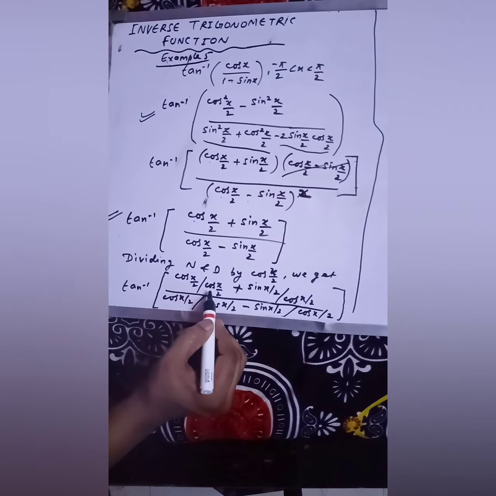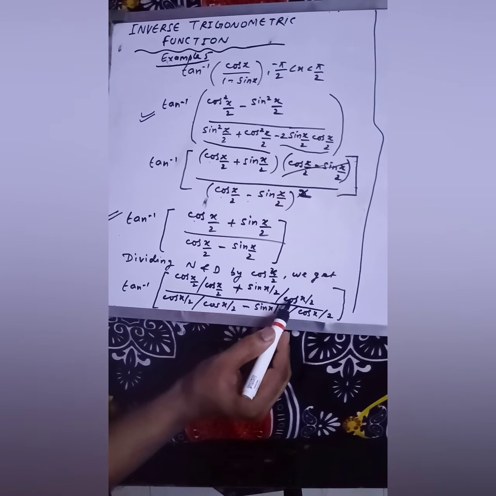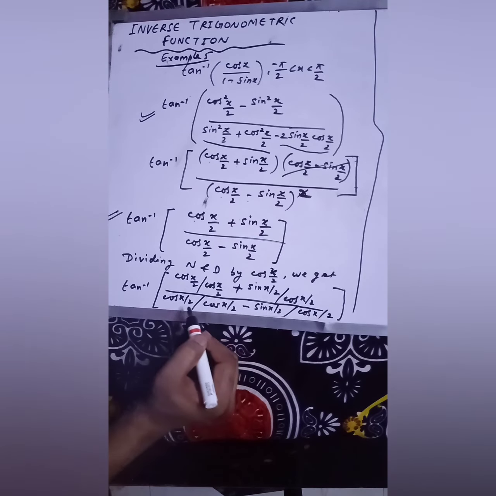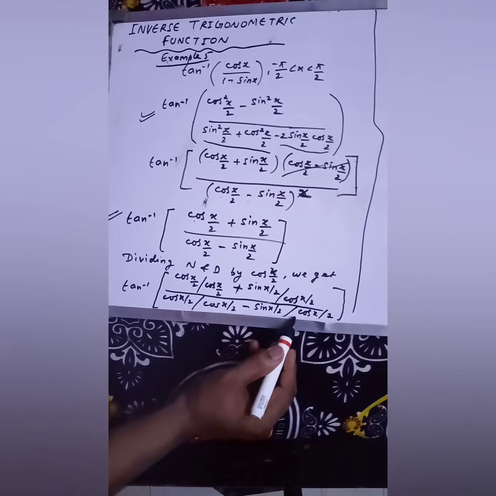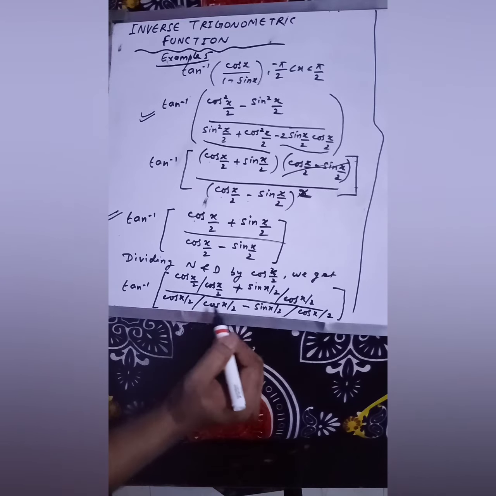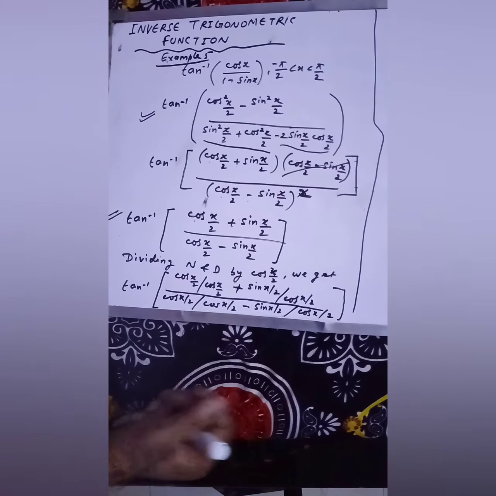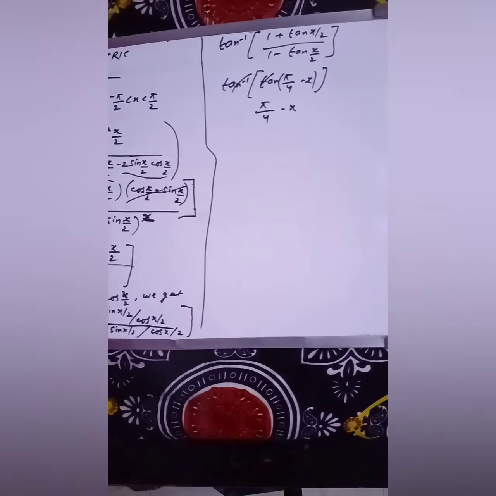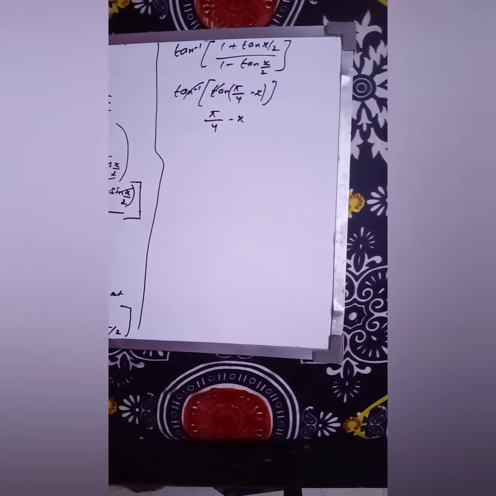This cos and cos will cancel out, it will give you 1, plus sin x by 2 over cos x by 2 will give you tan x by 2. So in the numerator you will get 1 plus tan x by 2. In the denominator, this and this will cancel out, and you will get 1 minus tan x by 2. Let me adjust to the next page.